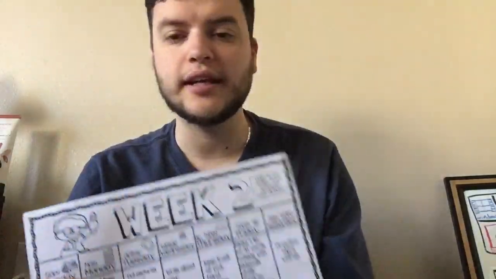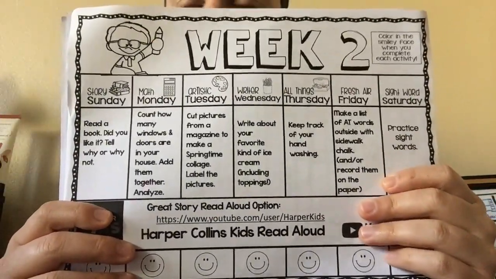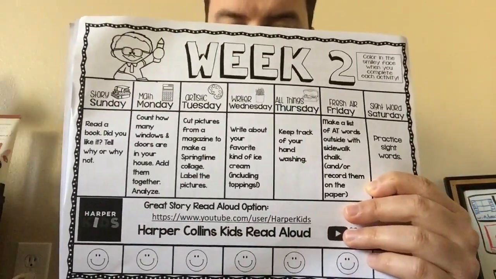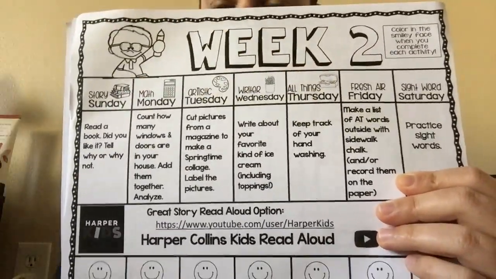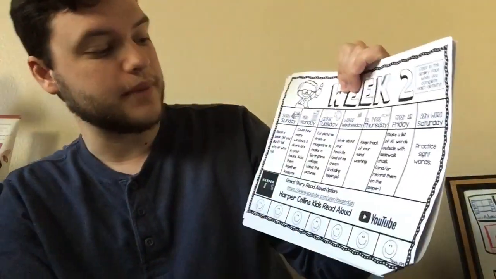Last week we finished week 1, moving in now to week number 2. So here's the calendar for this week. Storytime Sunday is happening at the end of the week with Saturday. That's 2 videos in 1, okay? We're going to start this week like we did last week with Math Monday with me. Here's what we're doing. We're counting how many windows and doors are in our houses, and we're going to add them together, and then we're going to analyze the data.